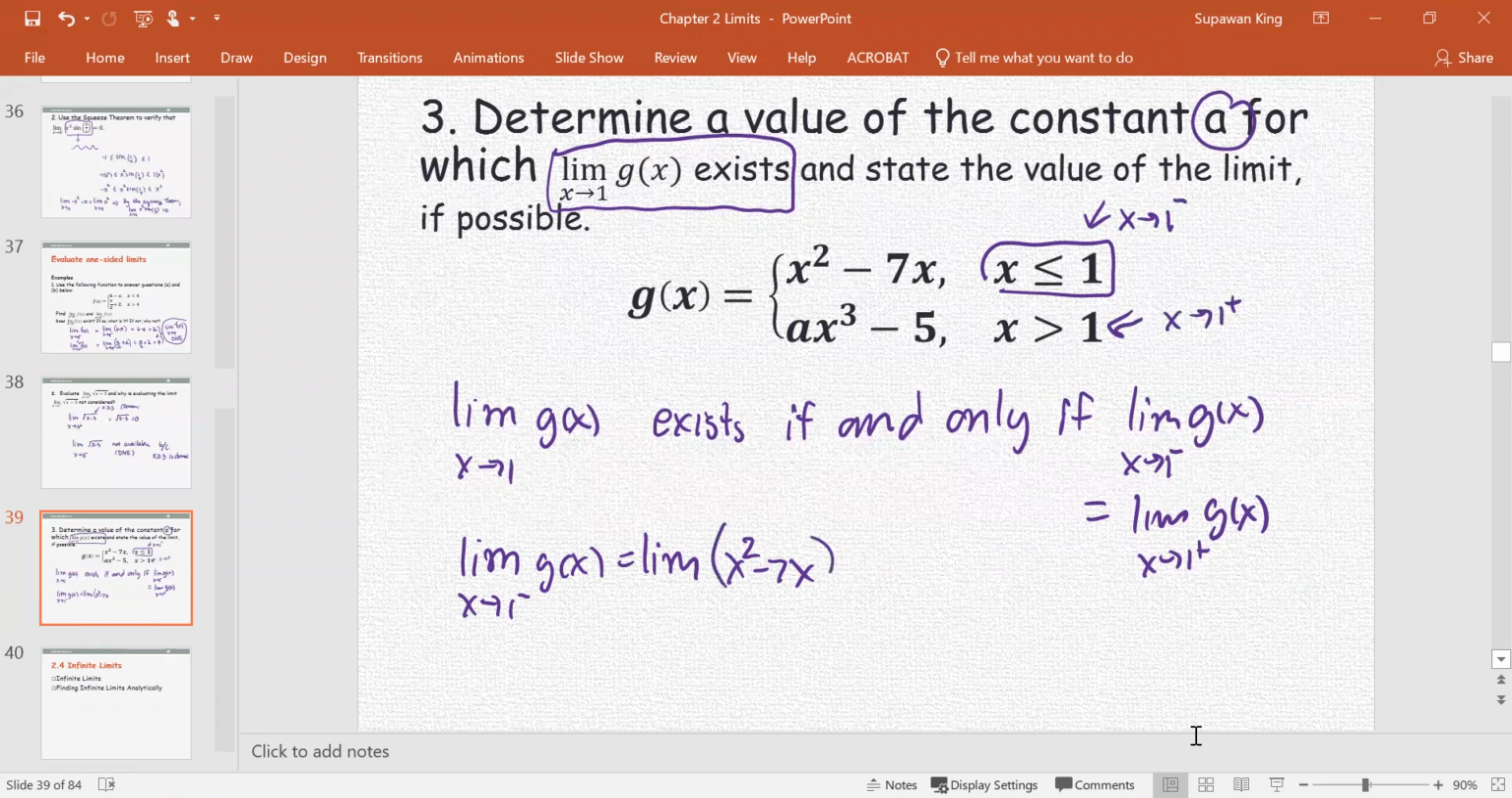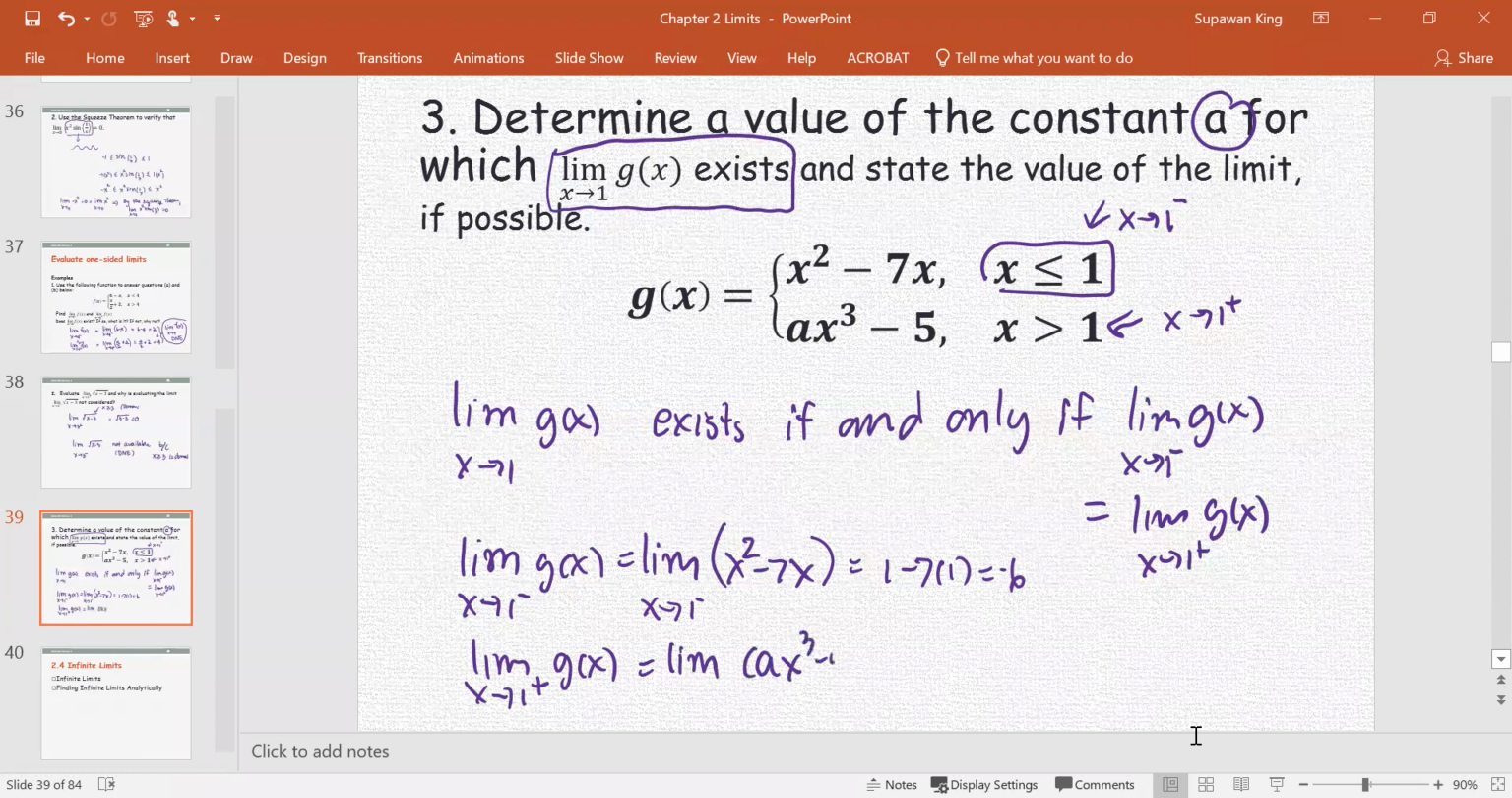So the limit of x squared minus 7x as x approaches 1 negative will be 1 minus 7 times 1, or negative 6. And the right-sided limit, the limit as x approaches 1 positive of the function g, which is the limit of a x to the third minus 5, equals a times 1 to the third minus 5, or a minus 5.